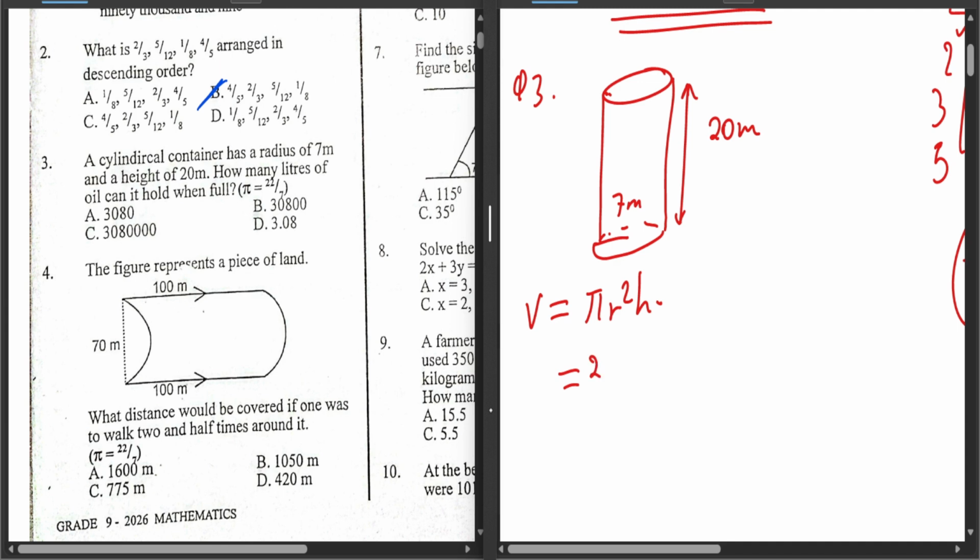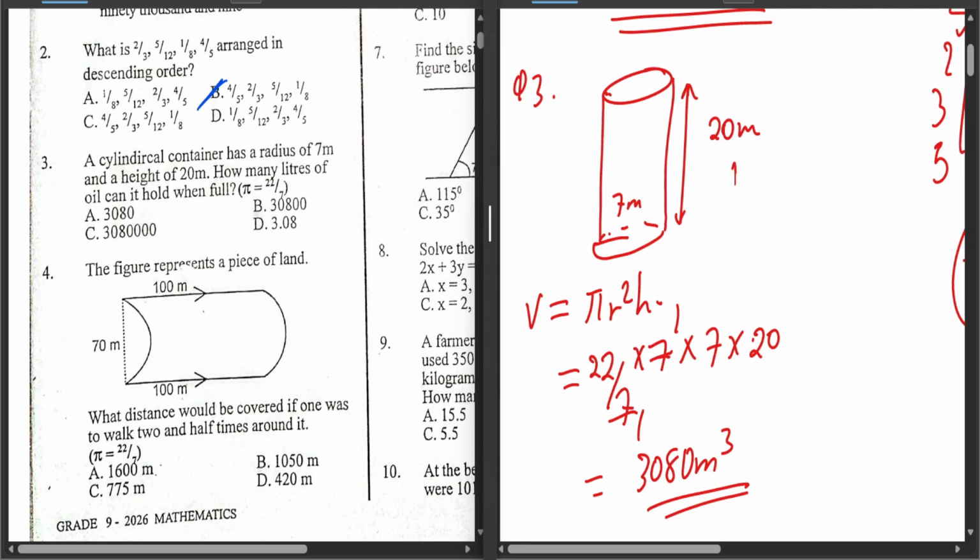So your pi being 22/7, find the volume in the form of cubic meters. Pi r squared height, pi being 22/7 times r, which is 7 squared, times height. Okay, 7 squared can be written as 7 times 7 times 20. Okay, and 7 goes with 7 here, so 22 times 7 times 20, and it will give you 3080 cubic meters. But we know that for every 1 cubic meter we have 1,000 liters, so let's change it into liters.